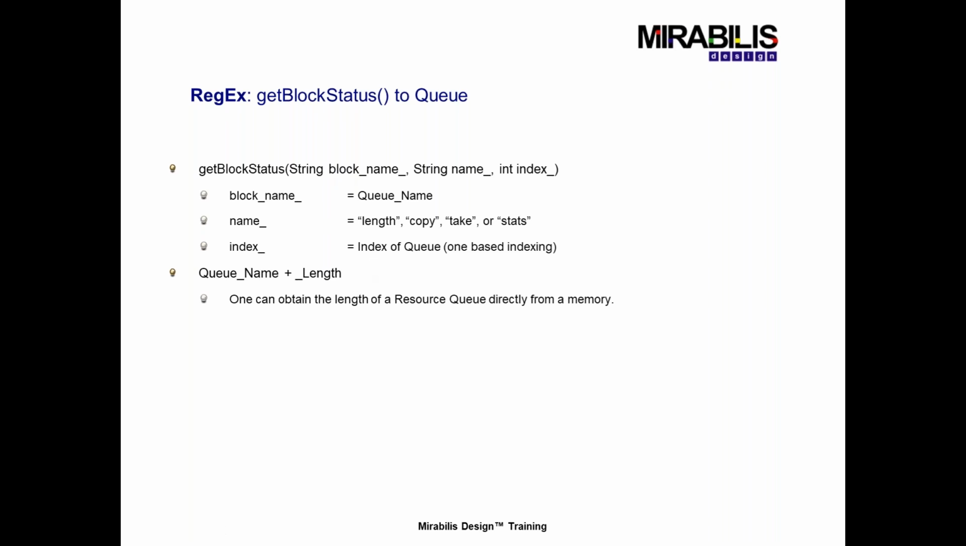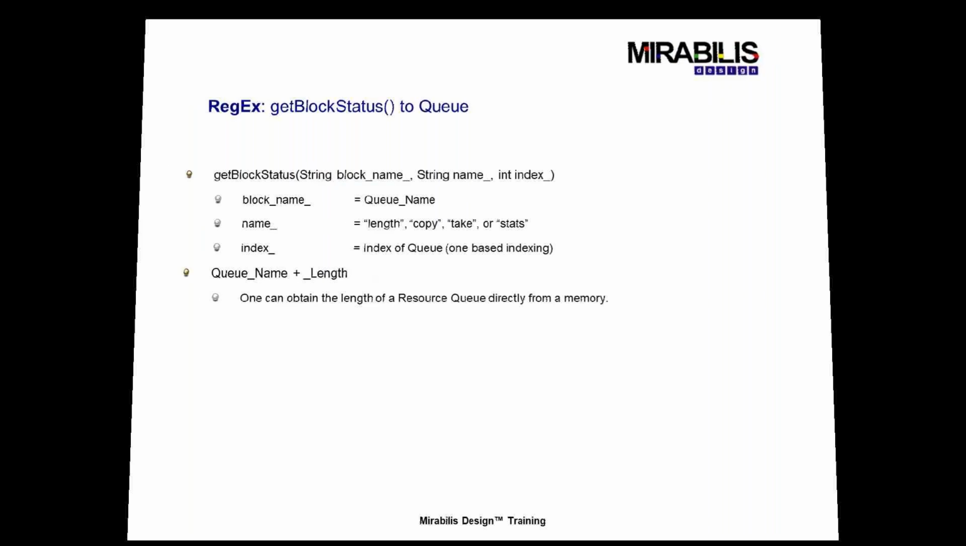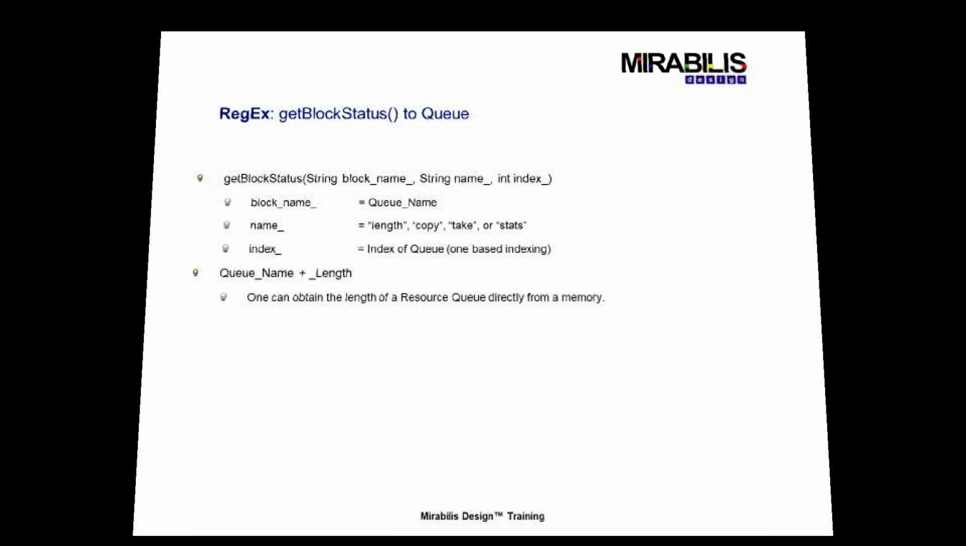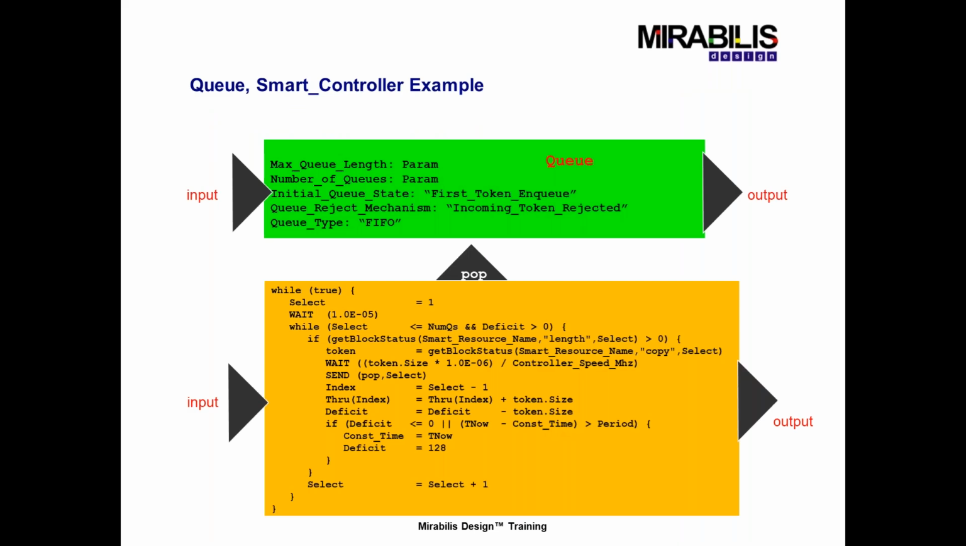Now, in terms of the queue itself, there are certain attributes: the max queue length and number of queues. If you remember the queue block, it has the max queue length, the number of queues, the initial queue thing, which is either first token flow through or first token enqueued, the reject mechanism, which is whether incoming tokens are rejected or the lowest priority, and whether it's a FIFO or LIFO. That's your queue.